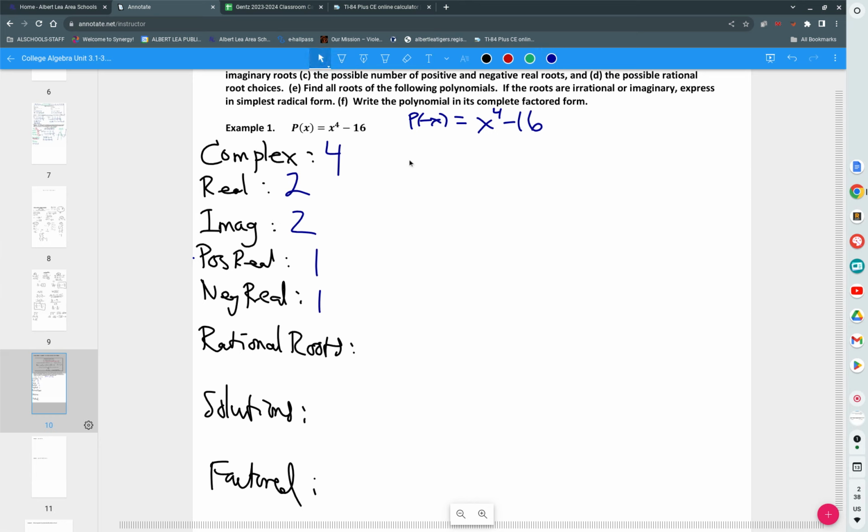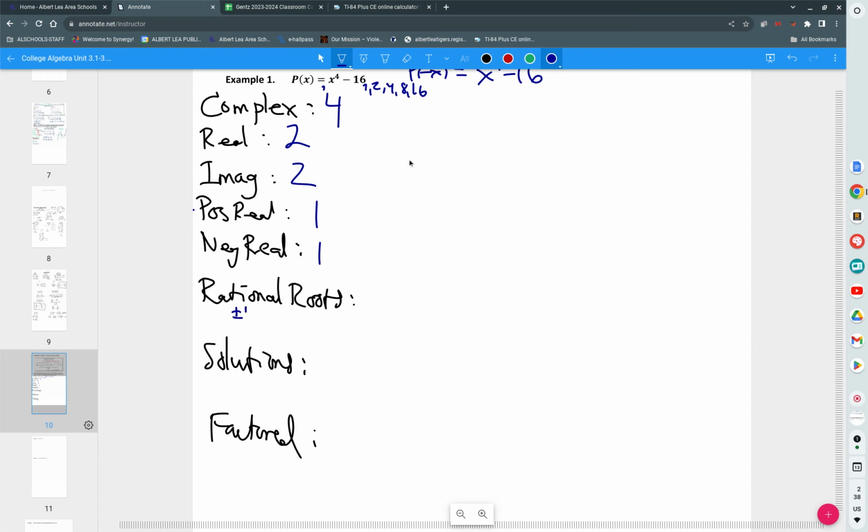The rational roots are going to be your p's divided by your q's. 1, 2, 4, 8, and 16, all of those divided by 1. Notice that our rational roots are plus or minus 1, plus or minus 2, plus or minus 4, plus or minus 8, and plus or minus 16. You now have 2 options. You can either try one of those solutions or you can try to factor it.